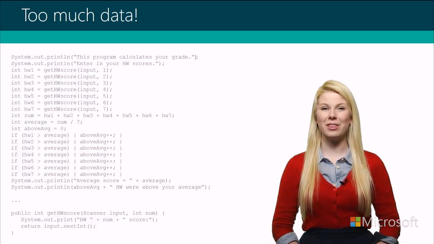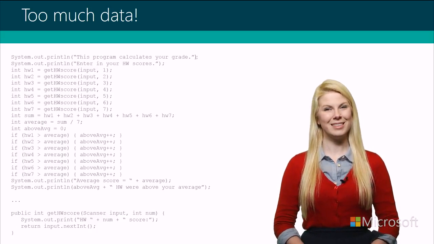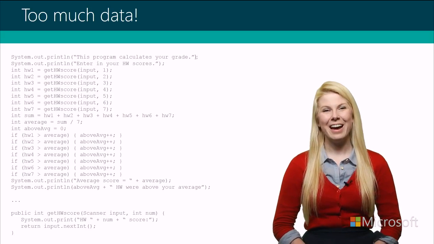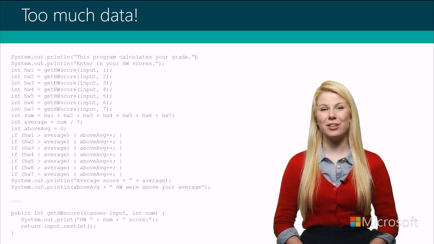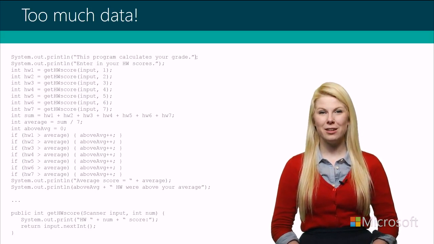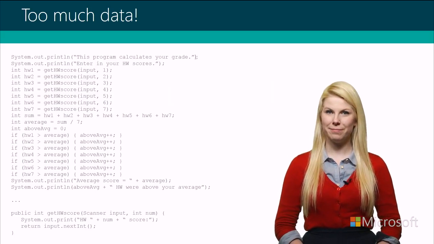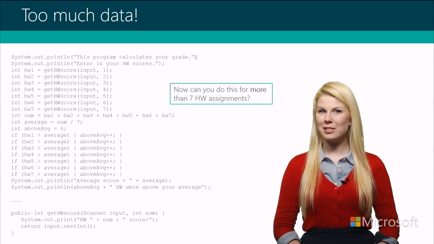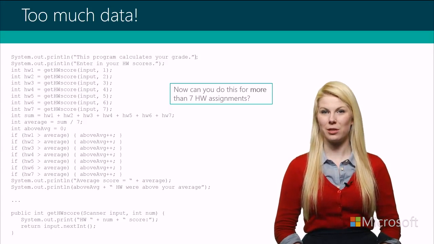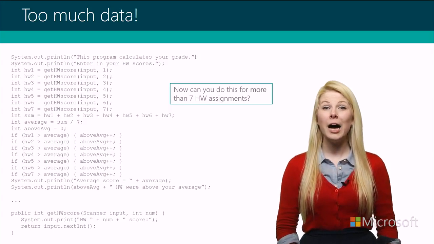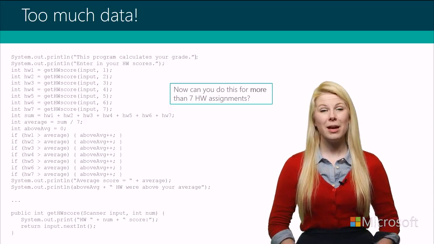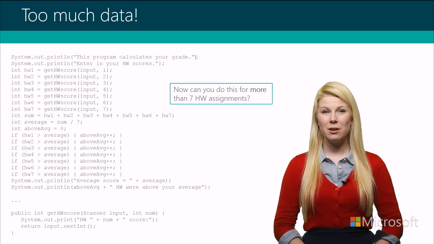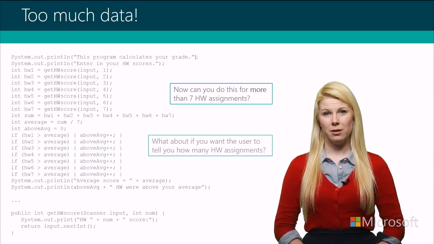Here's how you might solve it with individual variables. Not the prettiest code. As you can see, we have separate variables for each individual homework assignment, which does technically work. But what if you were asked to do this for more than 7 homework assignments? What if you had to do this for hundreds of homework assignments? Managing all those variables independently would be a nightmare.